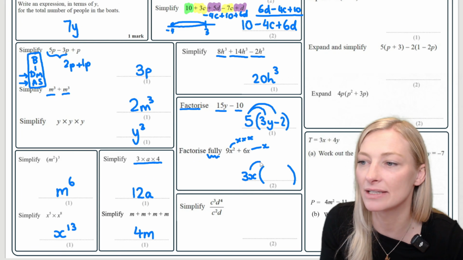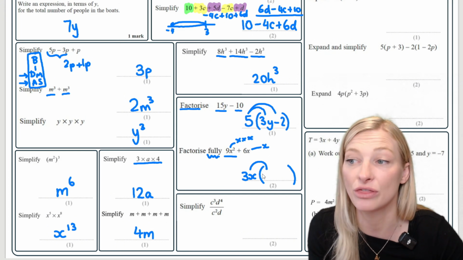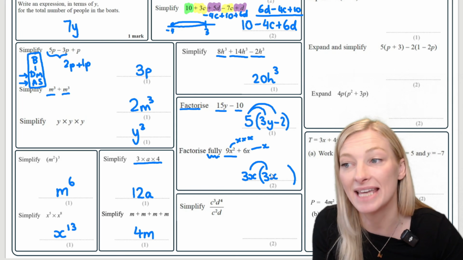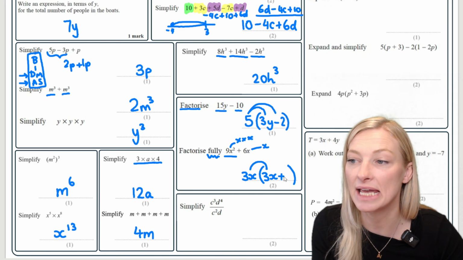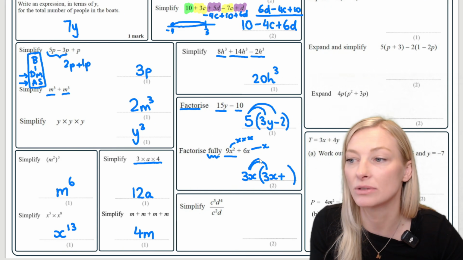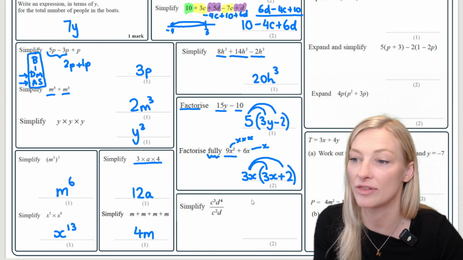Now, 3x multiplied by what would give me 9x squared? I'm going to need 3. But I'm also going to need another x, because the x times the x is how it's going to become x squared. And then an add goes here, and we've got 3x multiplied by 2. That's how we're going to get 6x. Well done if you got that.